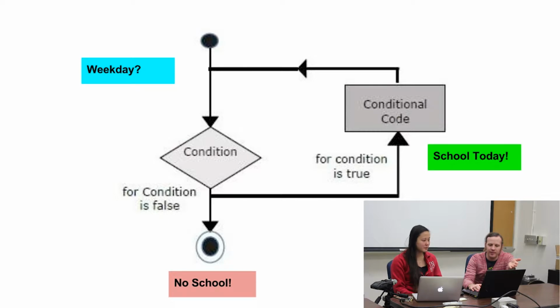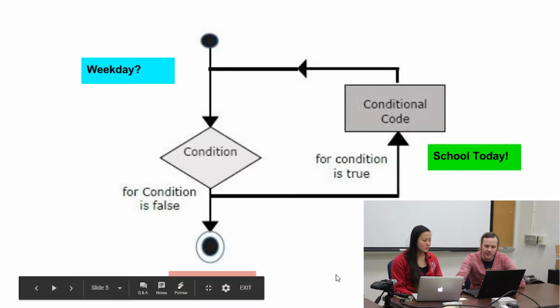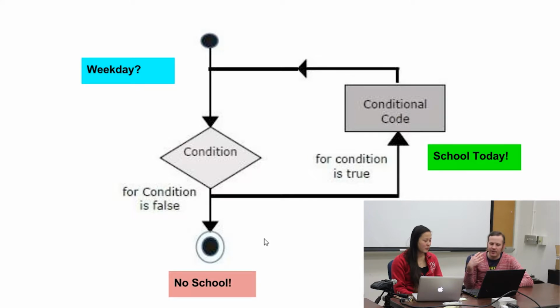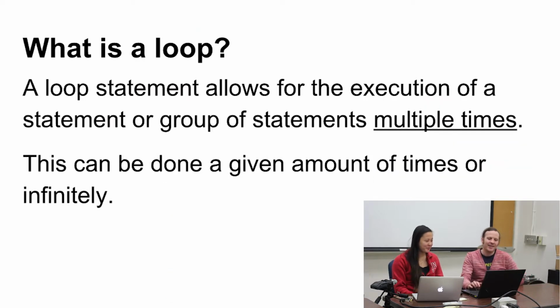So if you want to go to the next slide, it's basically a for loop. This is what we're doing in our head. We're saying, is it a weekday? And then if the condition is true, then we say school today. And if it's false, there's no school. I can imagine that with lots of things we do. Am I hungry? No. Then I won't eat anything. Am I hungry? Yes, I'll eat more. Right?